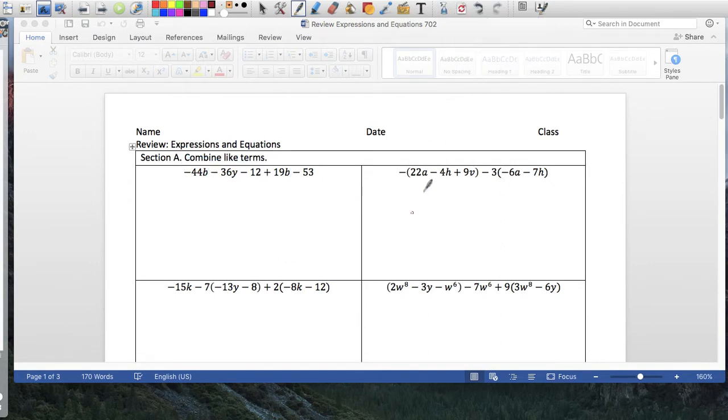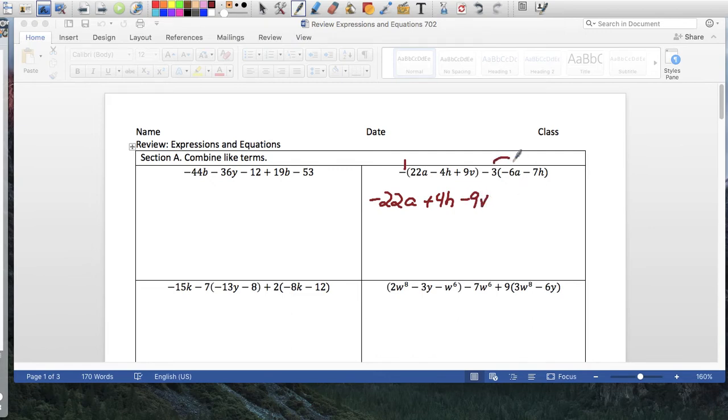Now, the point of this particular problem is what you do with the minus sign in front of the parentheses. By now you should know that if there is a minus sign in front of the parentheses, you're going to pretend there's a 1 there, right? So it's almost like multiplying every single term by negative 1, which means that when they come out, if it's positive 22a, it comes out negative 22a. Negative 4h comes out as positive 4h. And this comes out as negative 9v.